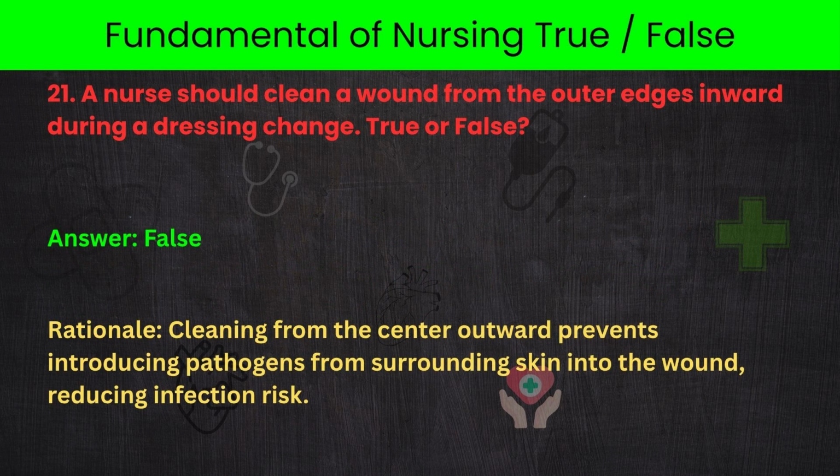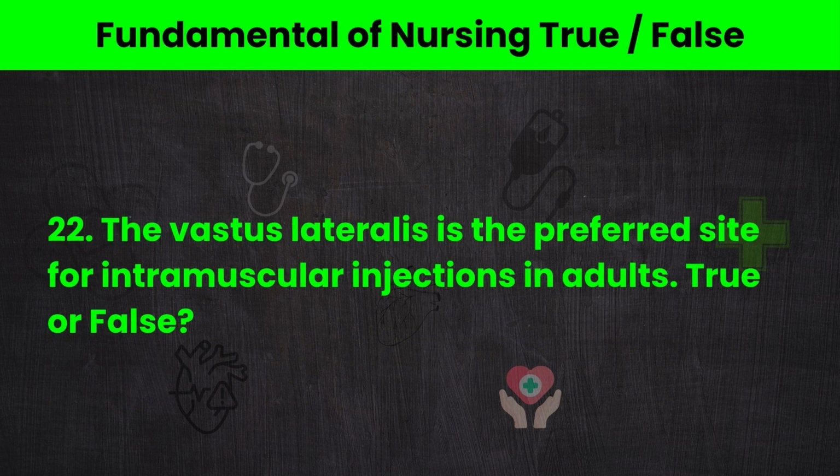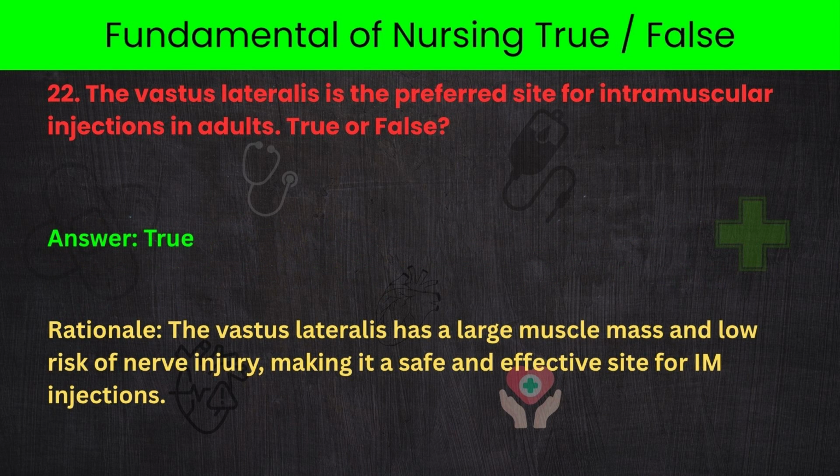Answer: false. Rationale: cleaning from the center outward prevents introducing pathogens from surrounding skin into the wound, reducing infection risk. 22. The vastus lateralis is the preferred site for intramuscular injections in adults. True or false? Answer: true. Rationale: the vastus lateralis has a large muscle mass and low risk of nerve injury, making it a safe and effective site for IM injections.